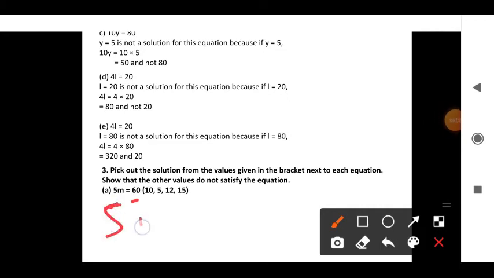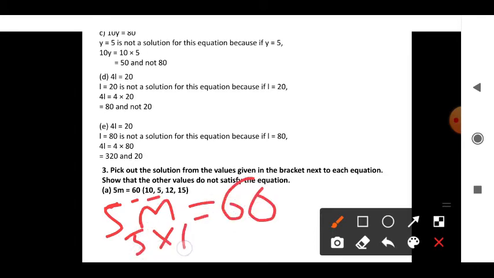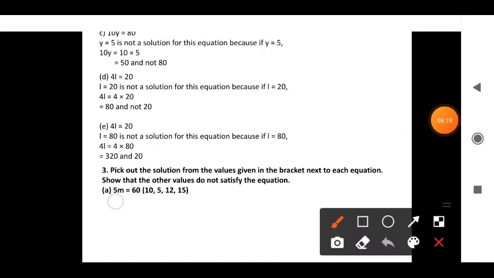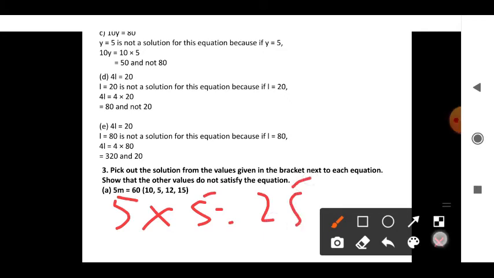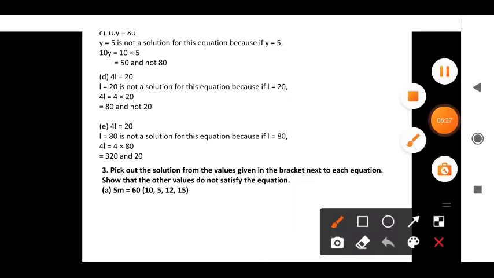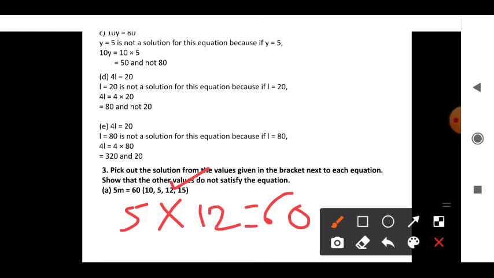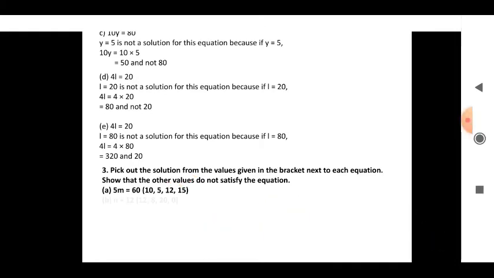Now 5m equals 60. See, you substitute m as 10. 5 into 10 is 50. So it is not satisfied. Now you take another value, that is 5. So 5 into 5 is 25. The answer should be 60, so it is also not satisfied. Now you check for 12. So 5 into 12 is, yes, 60. So 12 is the value that satisfies this equation.